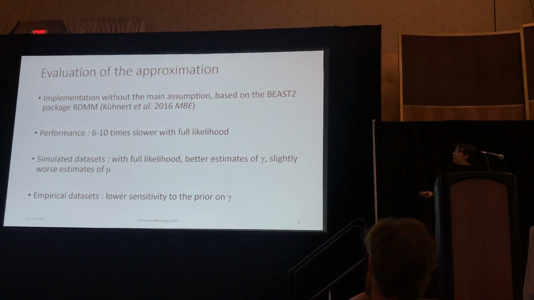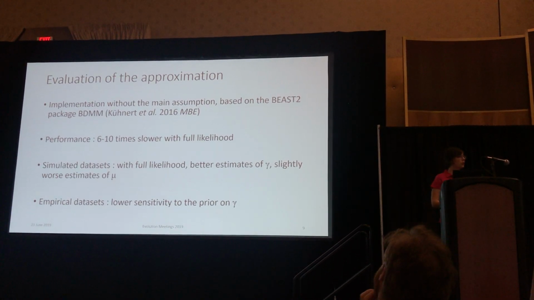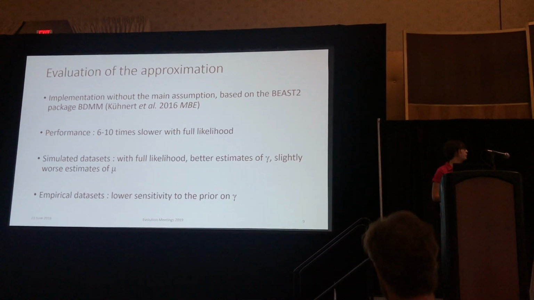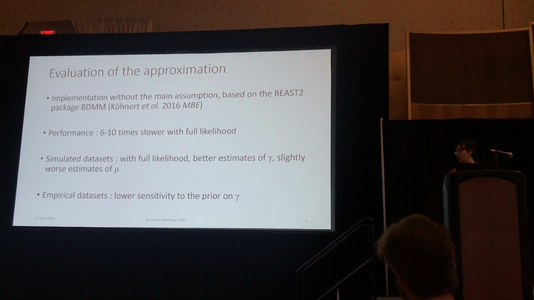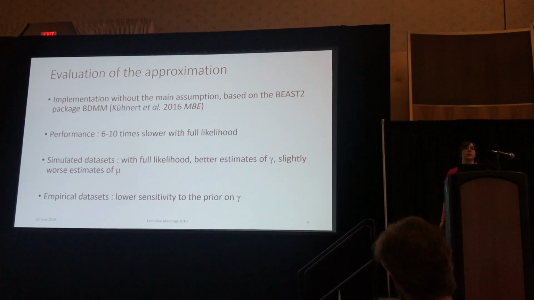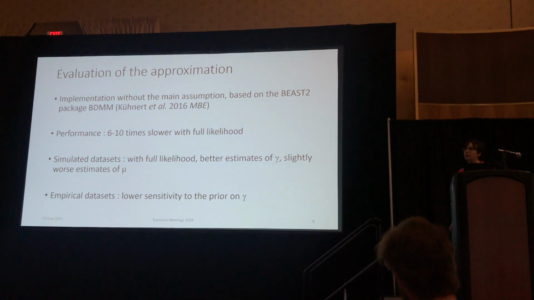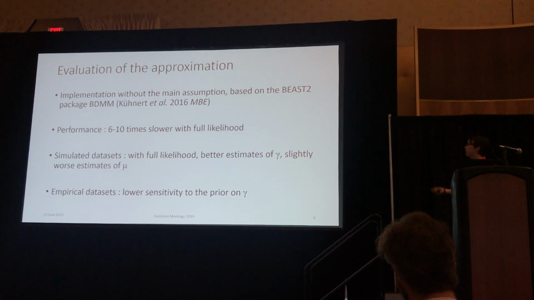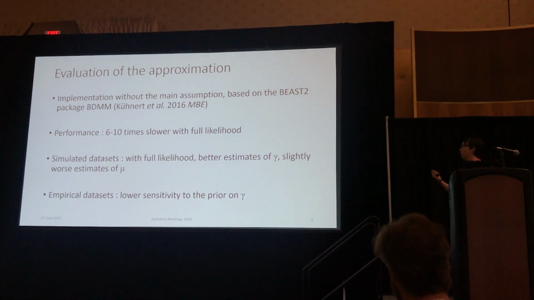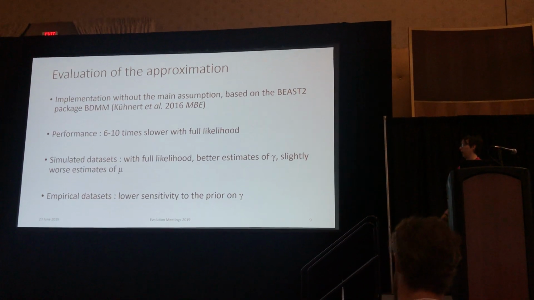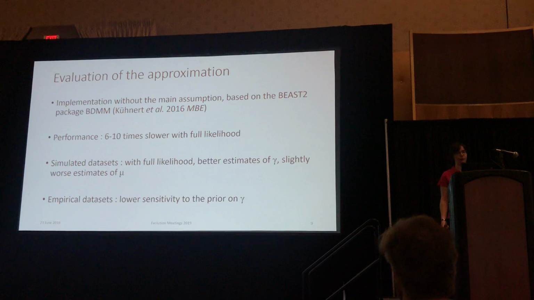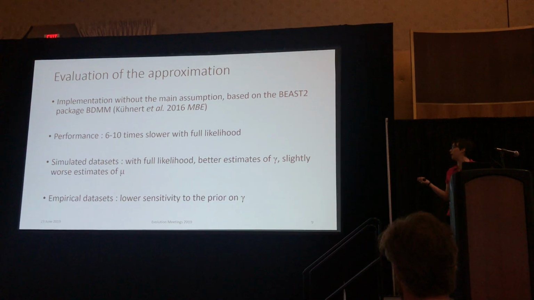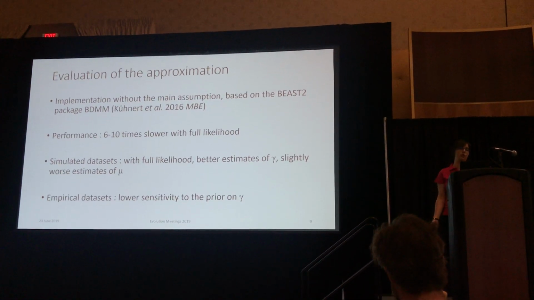Now, as I said, we also did an evaluation of the approximation. We approximate that there are no state changes in the extinct parts of the tree, as this is an approximation that has been criticized because it's obviously not true in real data sets, and so its impact on the results remains to be evaluated. So we did an implementation without this assumption, using an existing implementation in another package. So the first conclusion is that there is definitely a performance impact: using the full likelihood requires numerical integration, and so that leads to things that are 6 to 10 times slower.